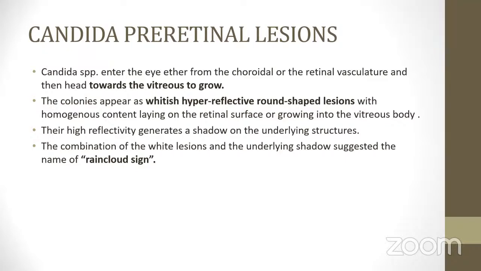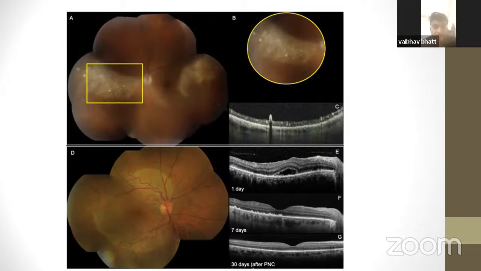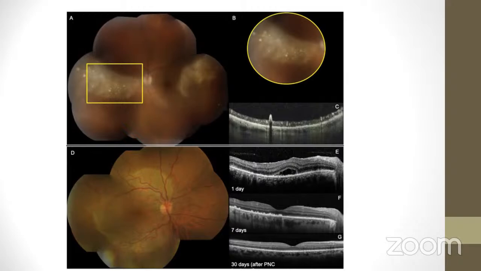So, I had a question, sir. How do you differentiate these exudates in syphilitic chorioretinitis from those which you described earlier with toxoplasma? How do you differentiate these lesions from the toxoplasma chorioretinitis?